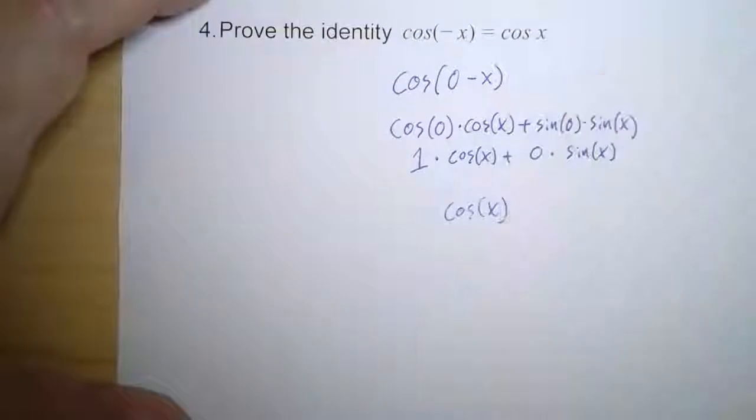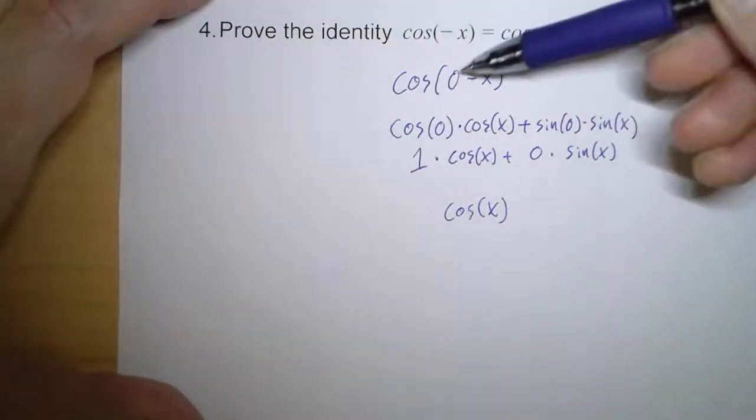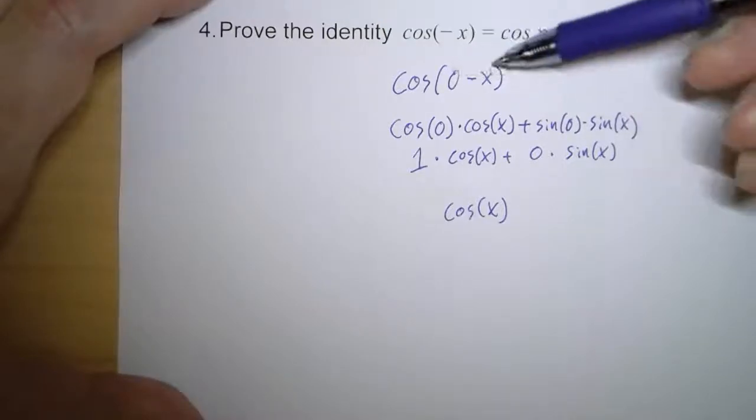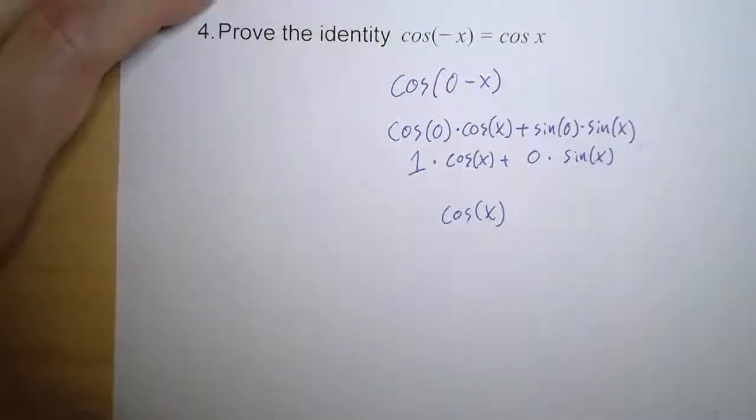So what this shows is that if we apply the sum difference identity, we treat this as 0 minus x, this quantity is equal to cosine of x. So we have verified that identity.